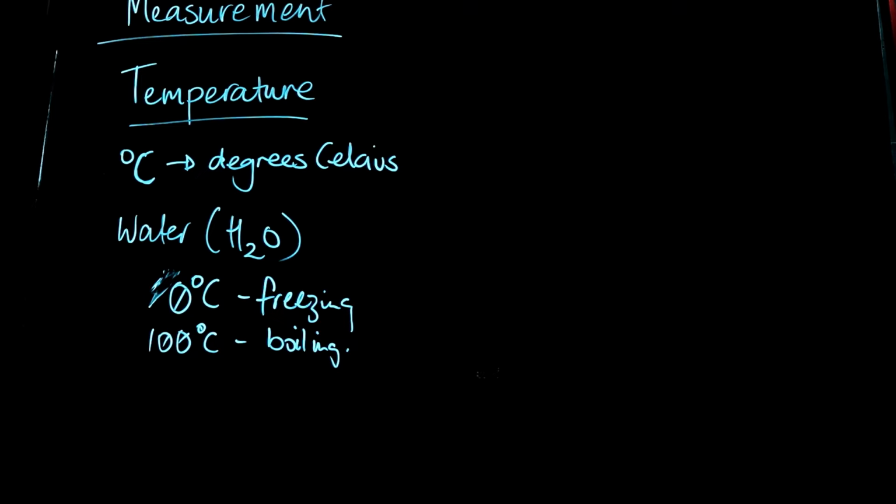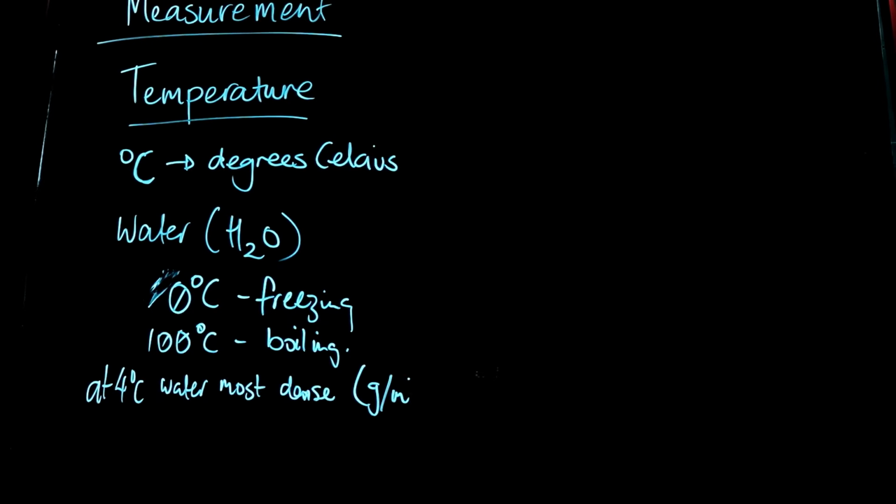And the other thing I did mention was at 4 degrees Celsius, water is the most dense it is. And again, that's another good reference point, because what is density? Density is the grams per mil. Okay, so what does that look like? We've got 1 cubic centimeter of water is equal to 1 mil, which is equal to 1 gram.